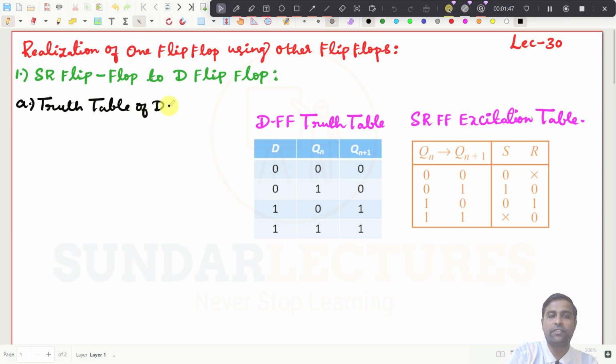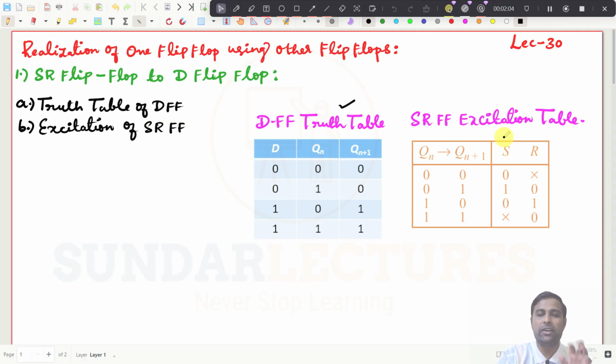Truth table of D flip-flop, that is what we have got here, and the next step, you need to get the excitation table of the SR flip-flop. See, the flip-flop we have with us, we have to take its excitation table, and for the flip-flop we are going to build, you need to take the truth table, right? So that is what we have done here. So from this, what we need to do, that is the next step.